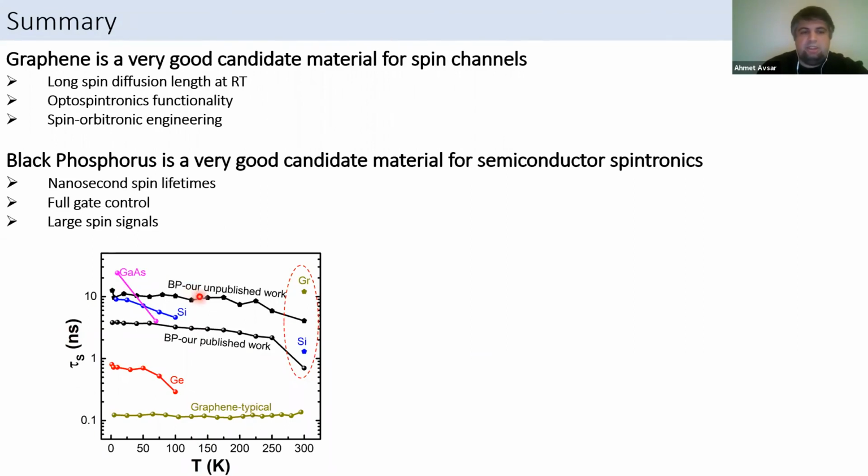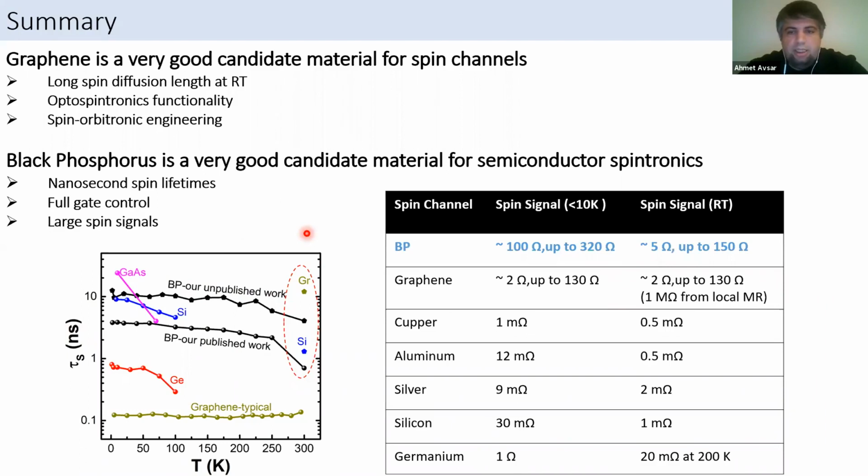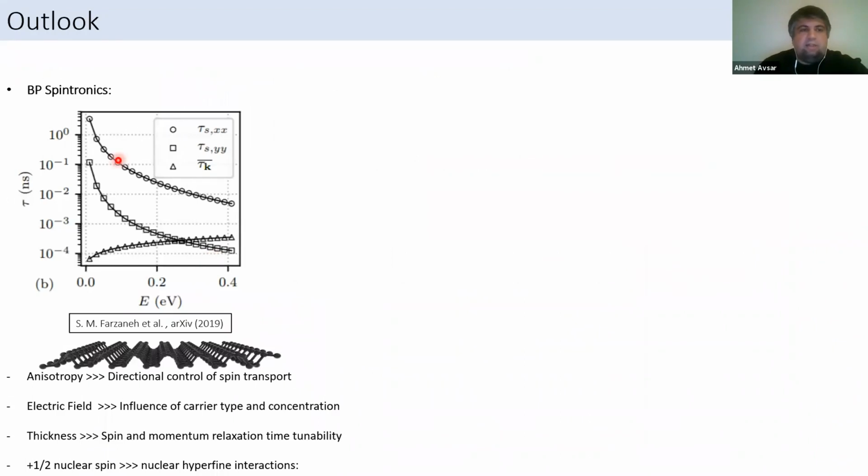Again, these are just measured under the 4-terminal configuration. So this is all published, plus some of our unpublished, and you can see that black phosphorus, graphene, and silicon are the most ideal material systems for room temperature spin transport. And here I also compare, and I guess one of the coolest things about black phosphorus is the observation of extremely large spin signals.